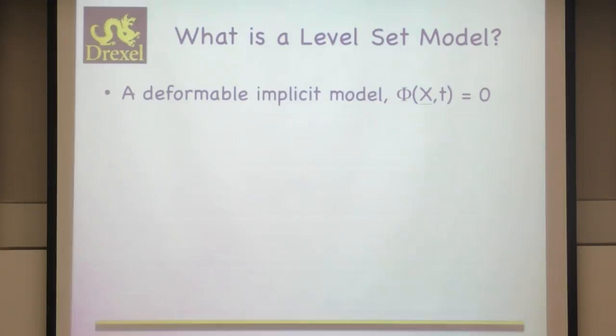So again, it's a more general deformable implicit model. There's that function phi. It's in space, 2D or 3D, and it changes over time. We're interested in a particular isosurface. You give me the points in space where this function is equal to zero, and that would give you some isocontour.